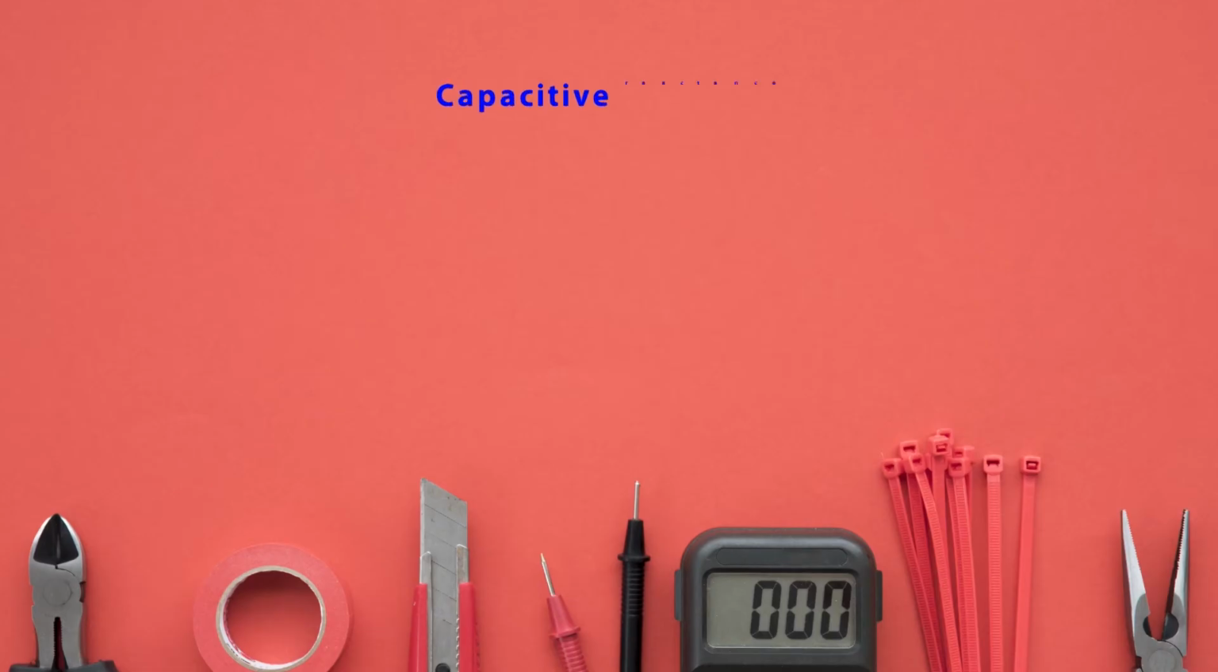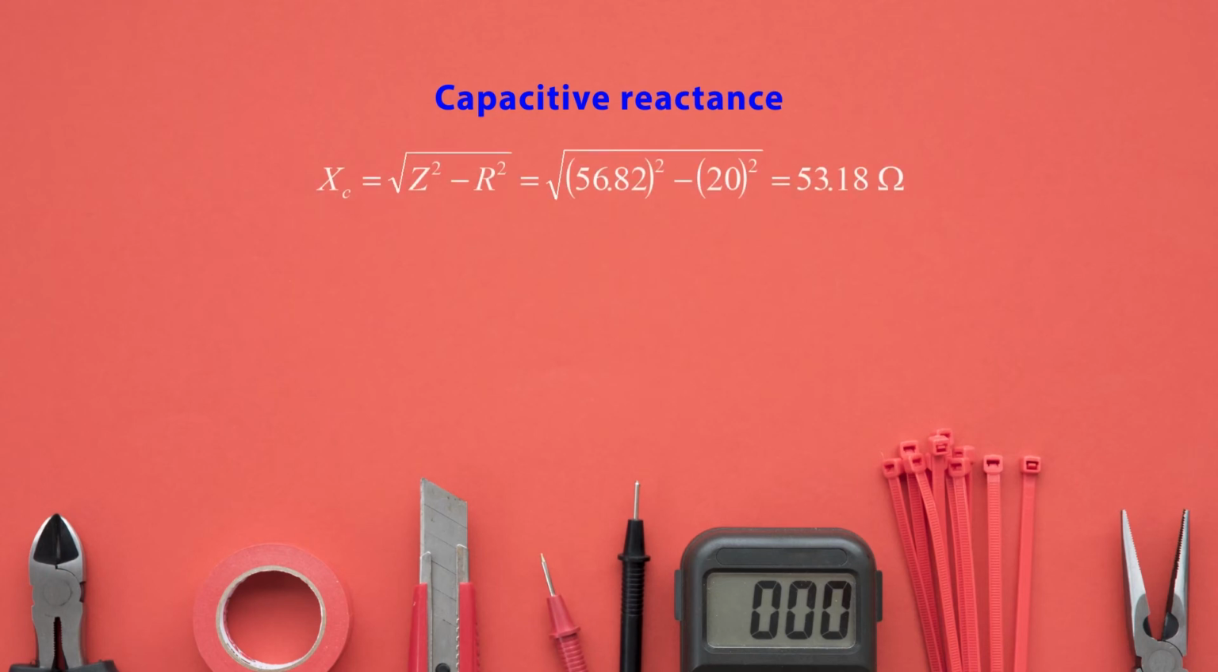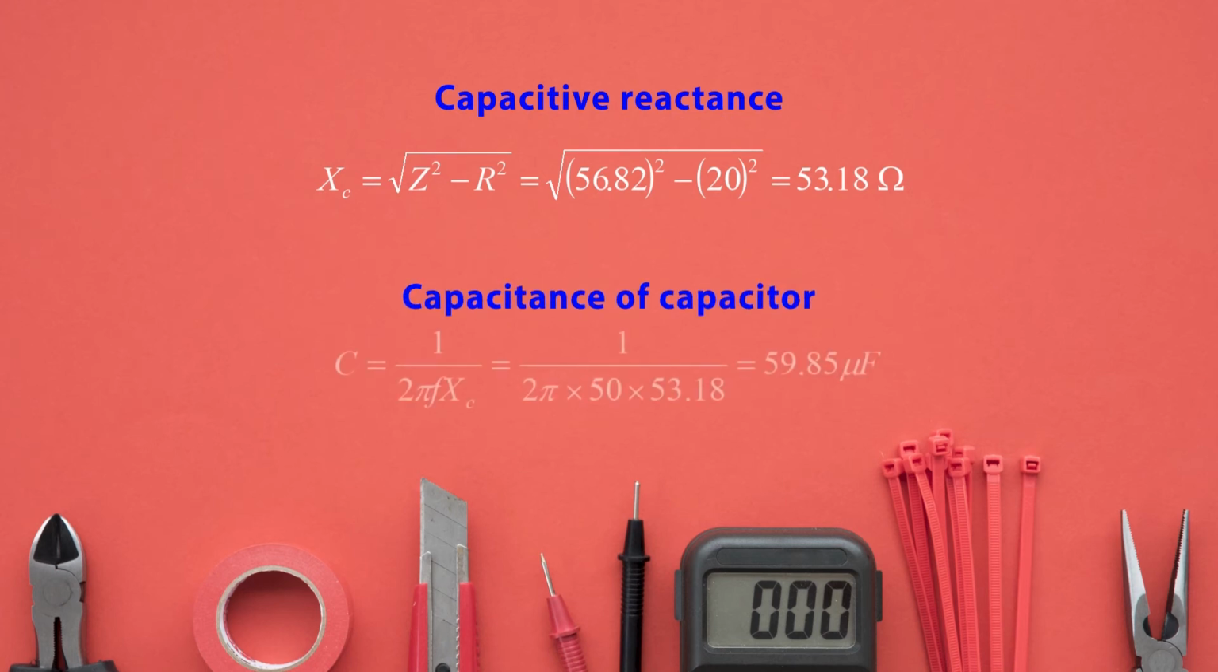Now you have to calculate the capacitive reactance, because you have a value of total impedance, that is Z, you have already a value of resistance R. So as you know, Z is equal to what? Under root R square plus Xc square. So Xc can be written as under root Z square minus R square, and value of Z is equal to 56.82, and value of R is 20. Just put the value in this expression. After solving you will get the value of capacitive reactance Xc equal to 53.18 ohm.